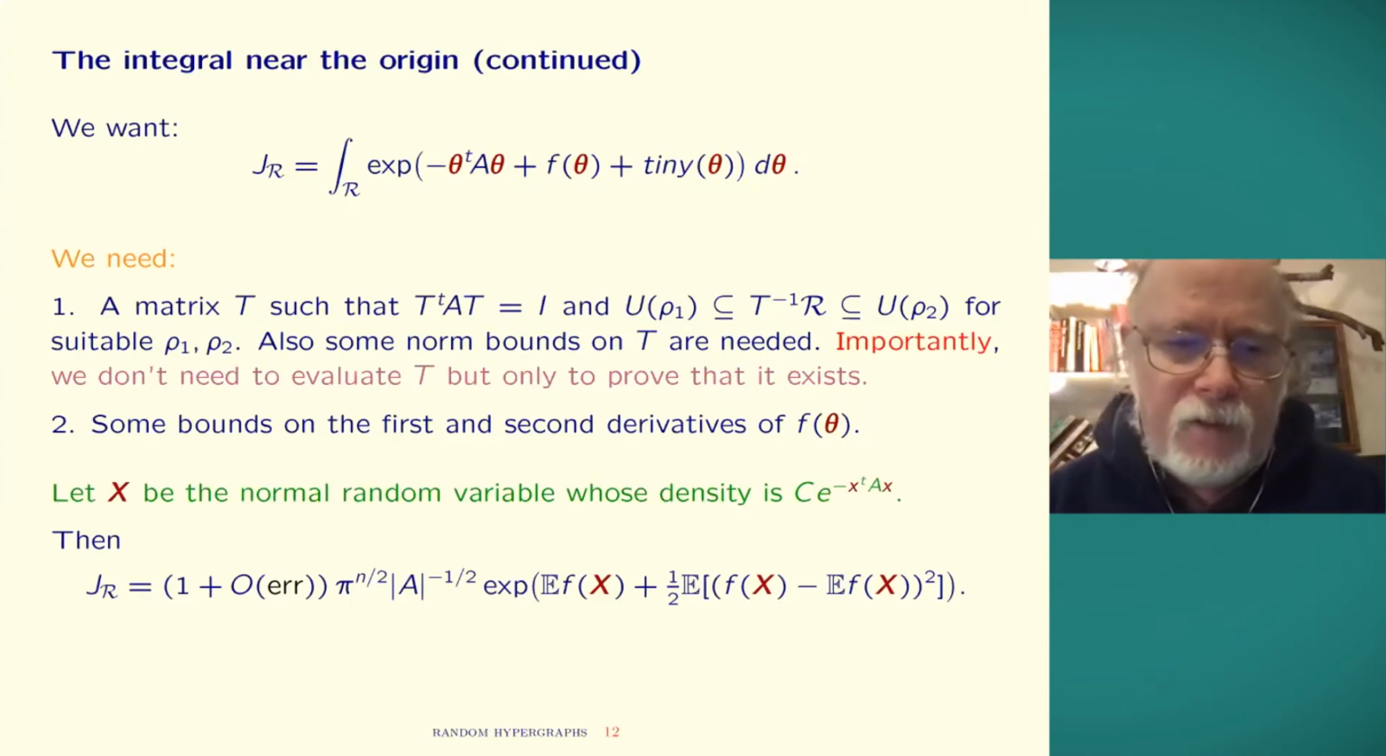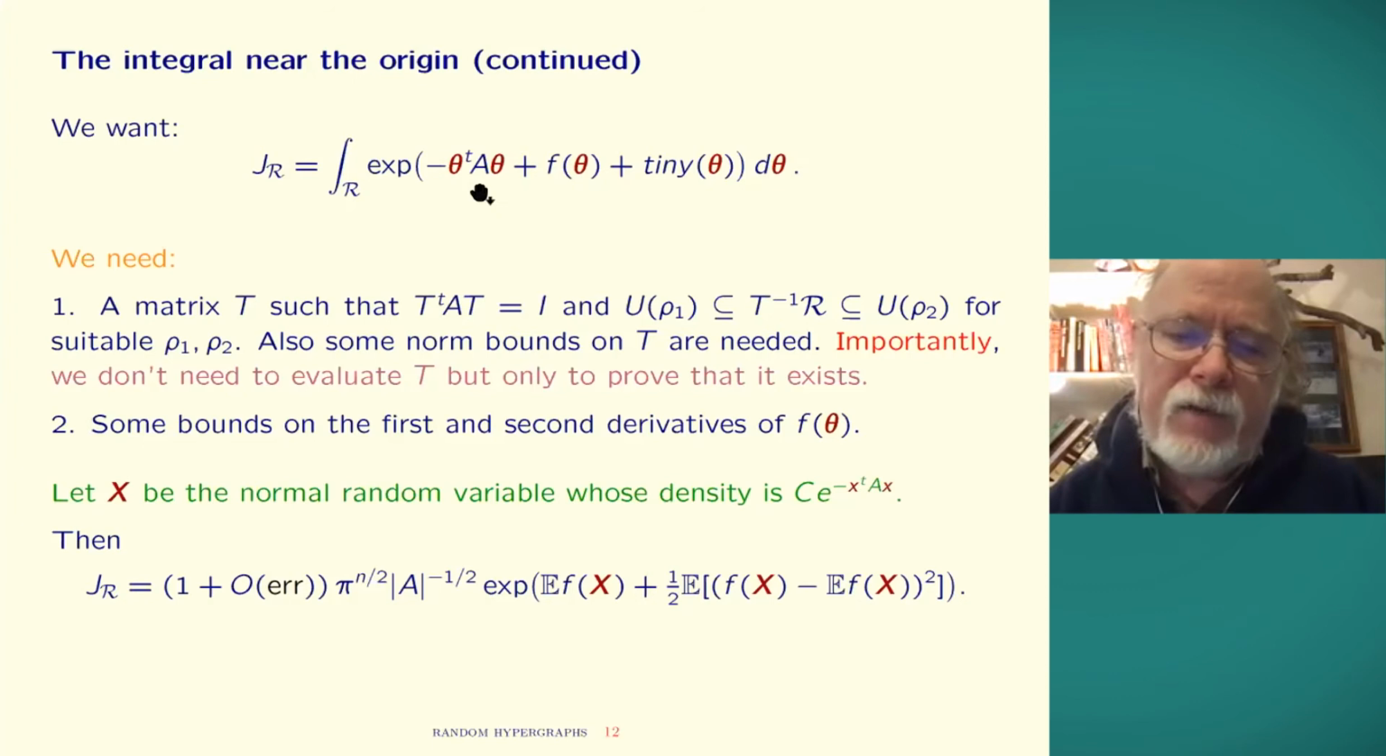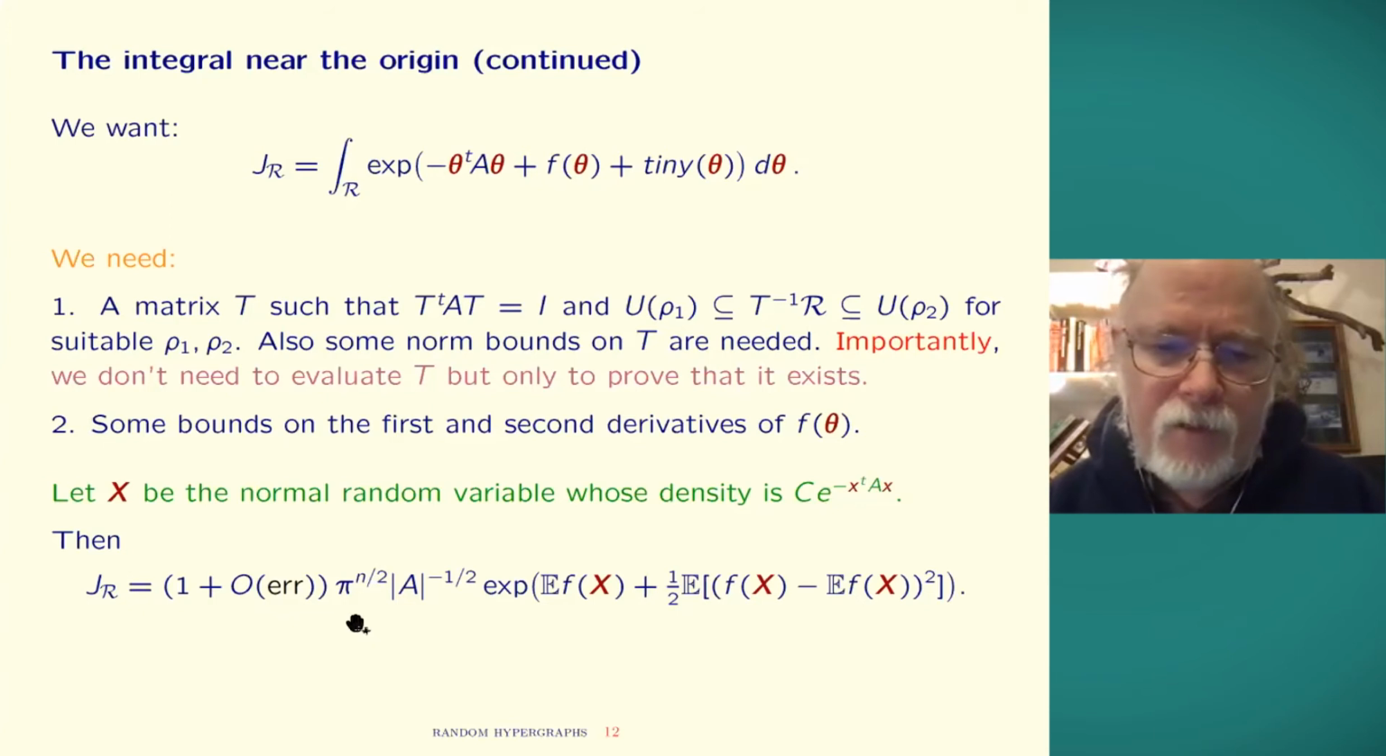Now, let x be the n-dimensional normal random variable whose density is proportional to e to the minus x transpose Ax. So this is the normal distribution whose density has the same quadratic form as our integrand. It doesn't have the other stuff, just the quadratic form. And then the theorem says that with some error term that we give, the value of the integral is pi to the n on 2, the inverse 1/2 of the determinant of the quadratic form times this exponential here.